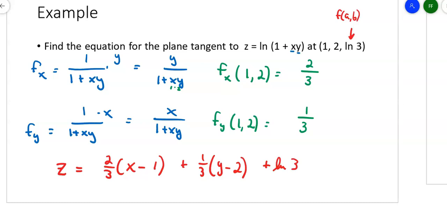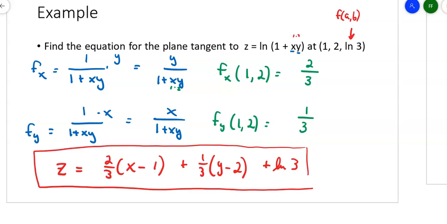If you're not convinced, throw the 1 and the 2 in here, and you'll get 1 times 2 is 2, plus 1 is 3. z is the natural log of 3. All right, you could distribute things out, but I am just going to leave it here with a nice big box around it. There you go. There's my answer.